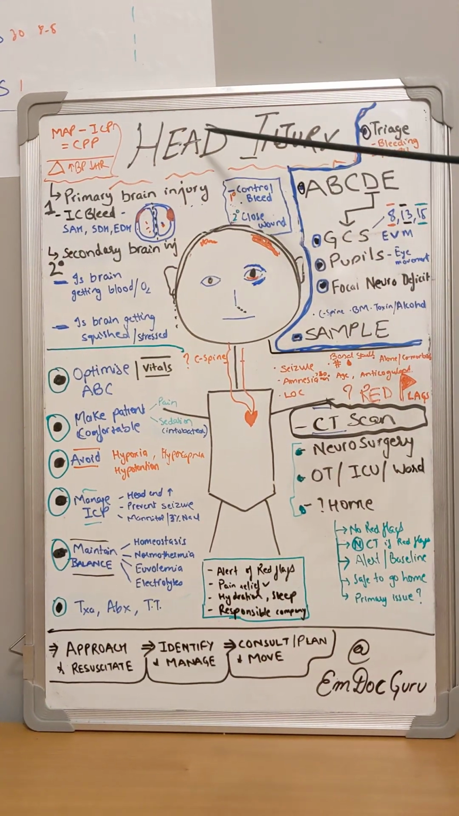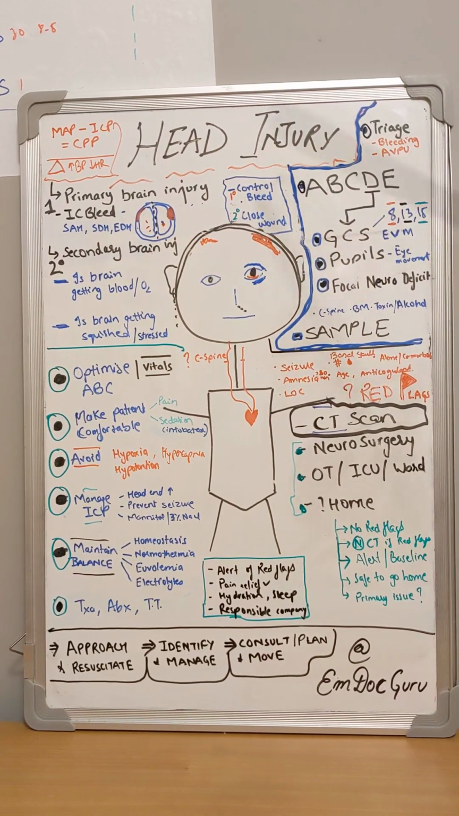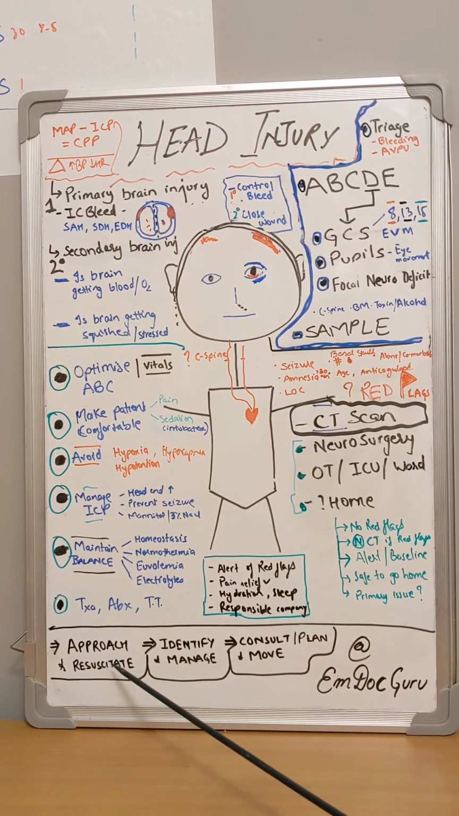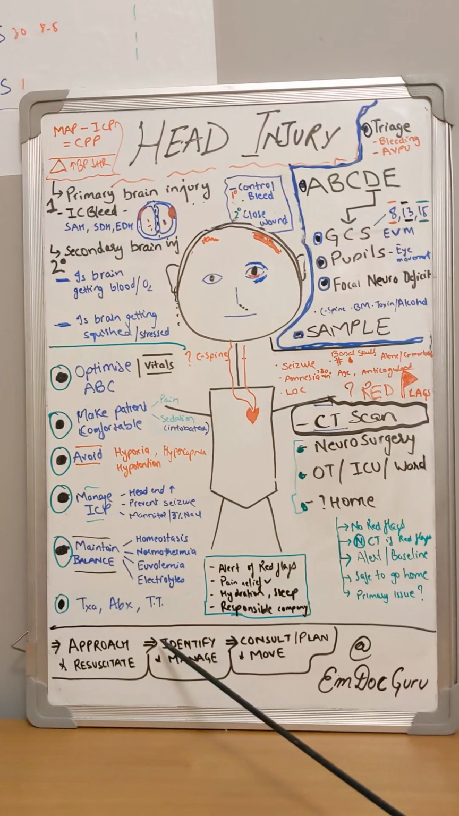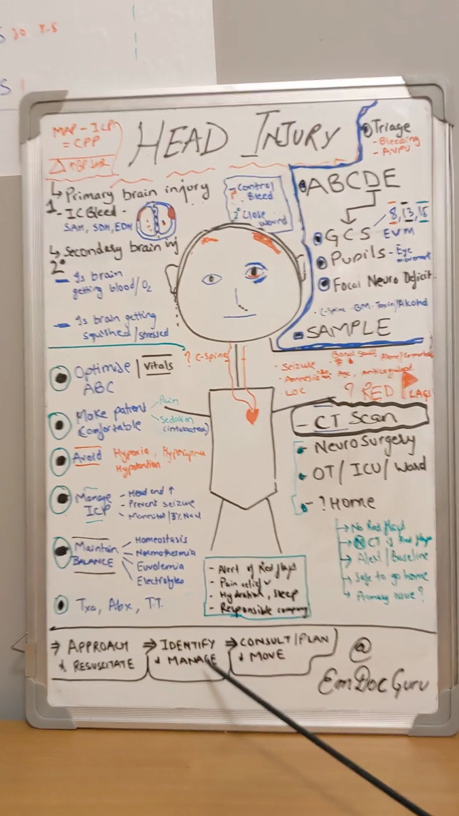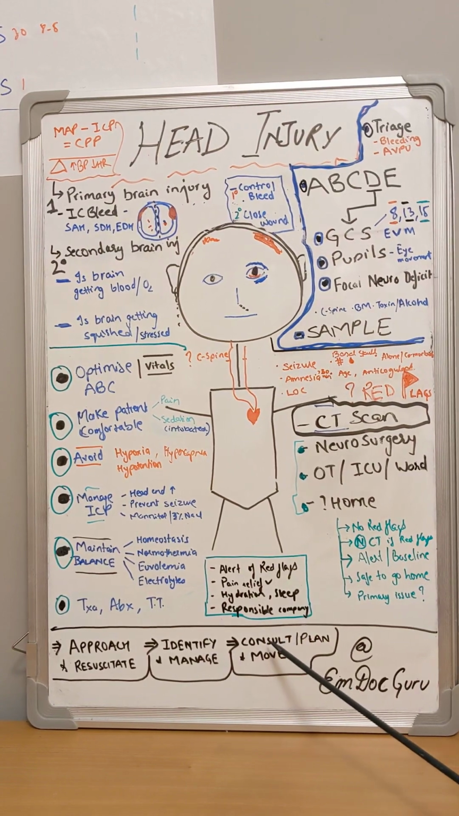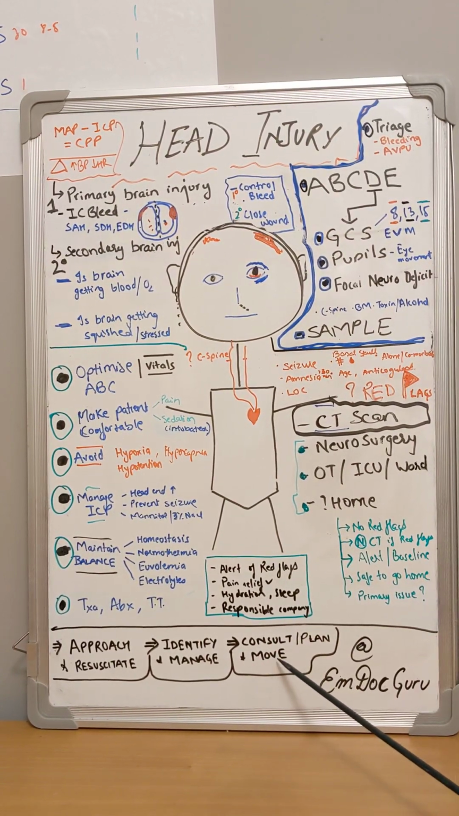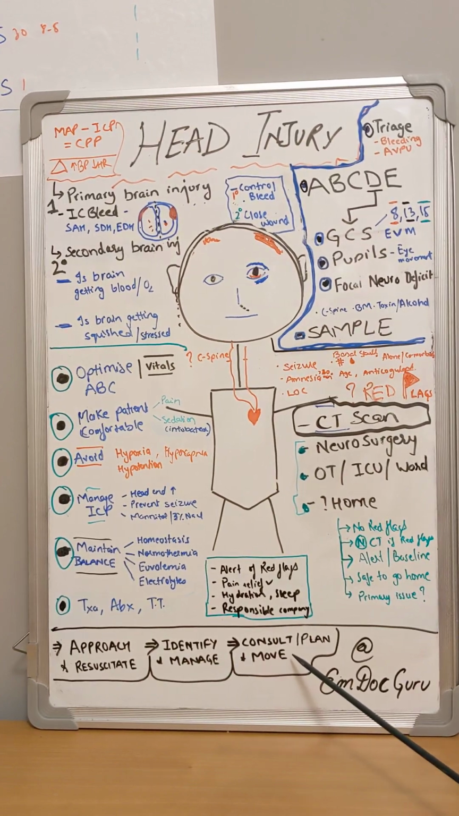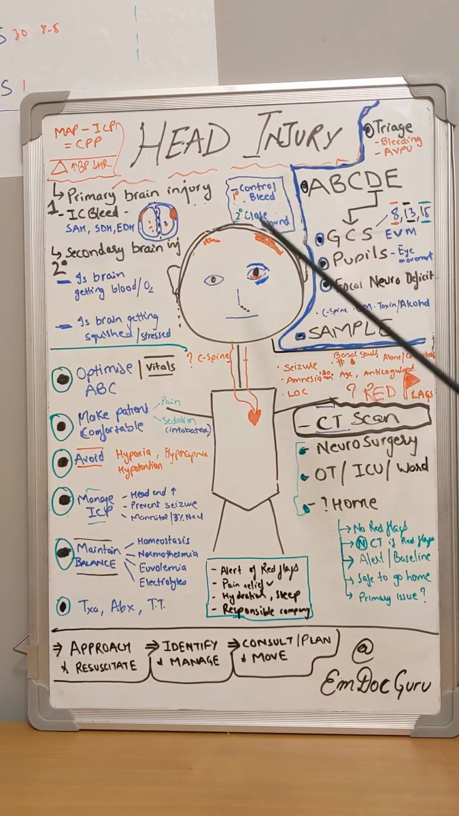Hello, friends. Let's talk about management of a patient with head injury in the emergency department. Like with most of the patients, we first need to have a systematic approach and resuscitate if required. Then we need to identify the problem, define its extent and manage accordingly. And then we have to make a plan, consult any appropriate specialty and decide where they would be moved to. So, saying that, let's talk about the first section, which is the approach.